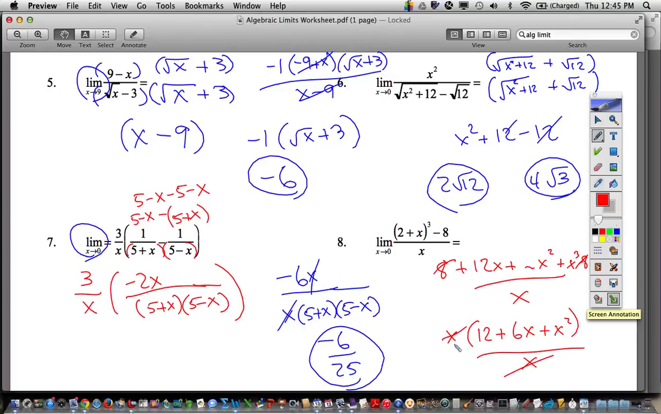And cancel, cancel. Now we can let x be a 0. And so we get 12. All right, so we got to FOIL out that 2 plus x cubed, FOIL it all out. The 8's go away. We can pull out an x. So that one actually is very much like the derivative ones. It's just the way they work, except we have an x there instead of an h. And that's where the h pulled out.